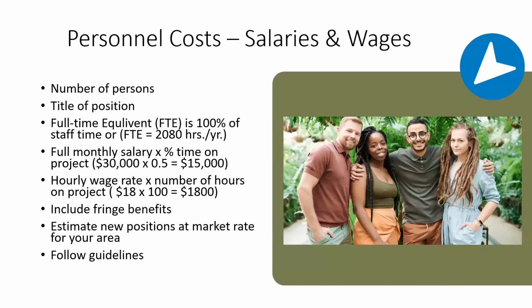So we're going to go through each of those costs individually and give you some examples of them. We're going to start out with personnel costs, and that's going to be salaries and wages, and we'll also be talking about benefits. So you're going to need to document the number of people working on the project. Usually you have to include the title of their position. Sometimes you have to include resumes of everybody that is working on the project, and then their full-time equivalent.